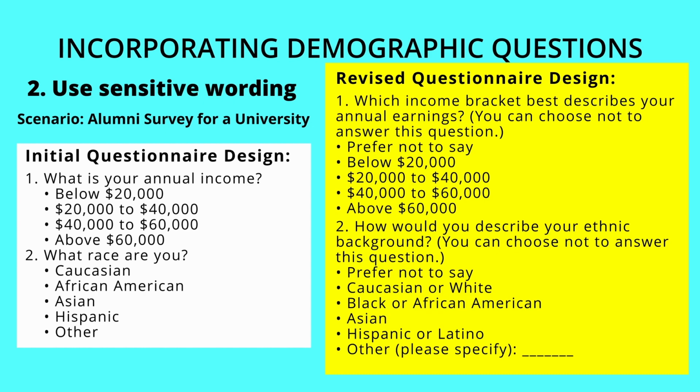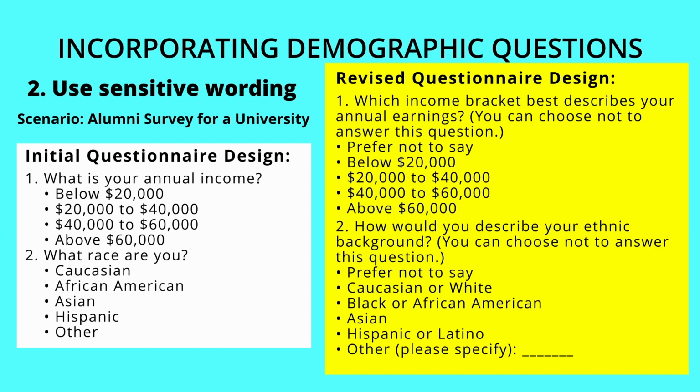And then the second question was, how would you describe your ethnic background? And again, between brackets, they mentioned you can choose not to answer this question. And the options were, prefer not to say, Caucasian or white, Black or African American, Asian, Hispanic or Latino, and then other, and please specify.